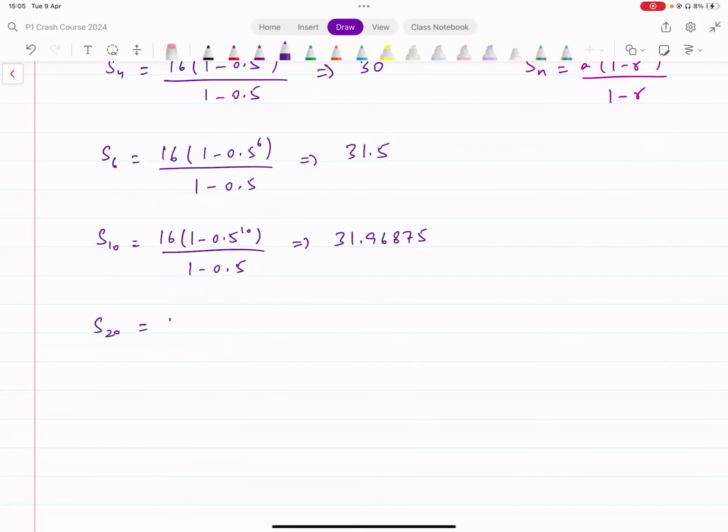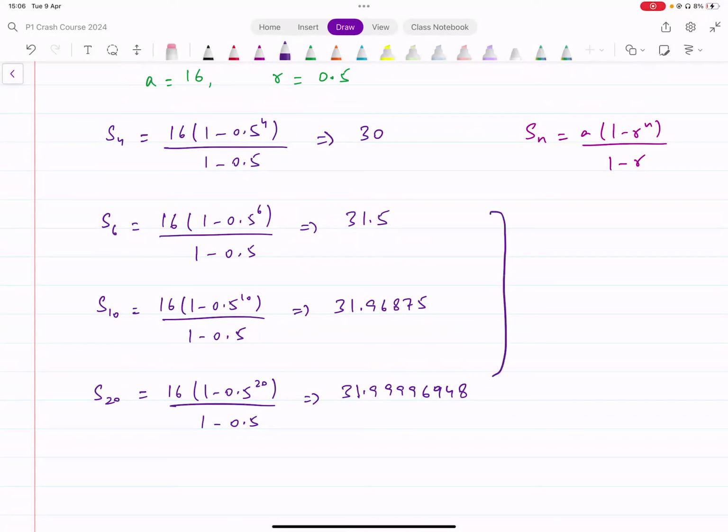Can you figure that out? 16 into 1 minus 0.5 raised to the power 20 divided by 1 minus 0.5. What's your calculator giving you? Okay, now this is turning out to be 31.99996948. You see, the sum is kind of getting stable now.